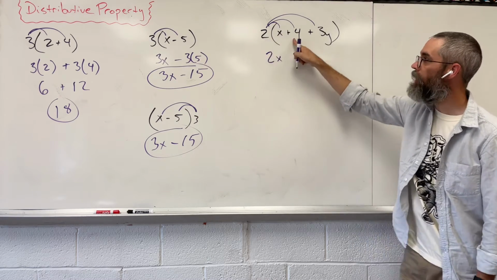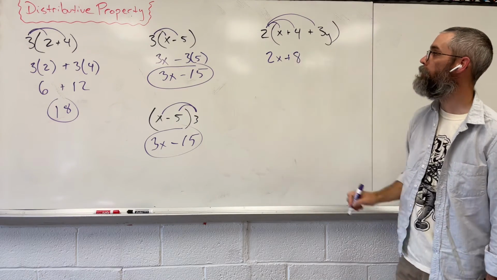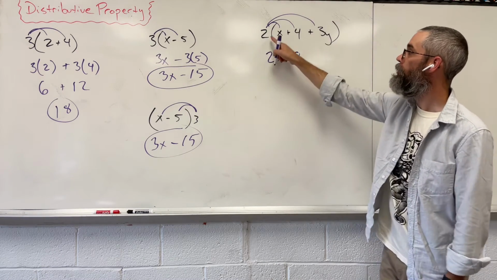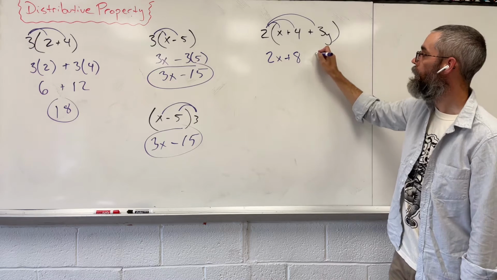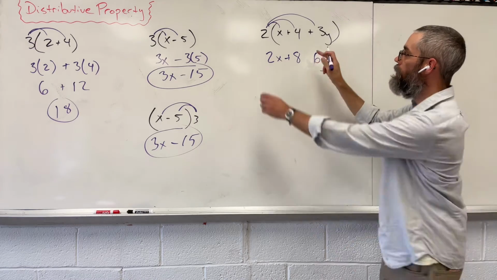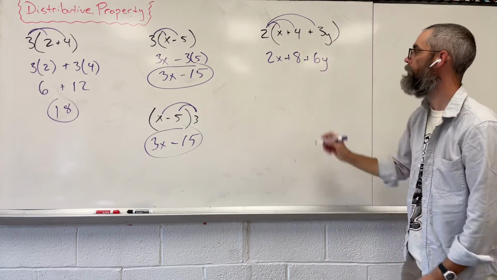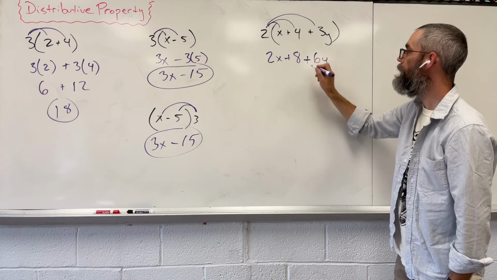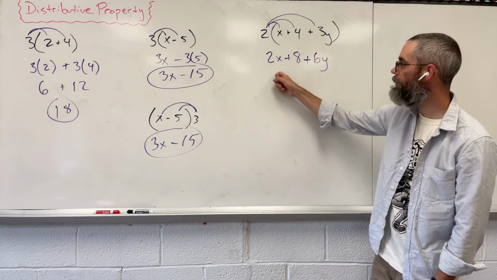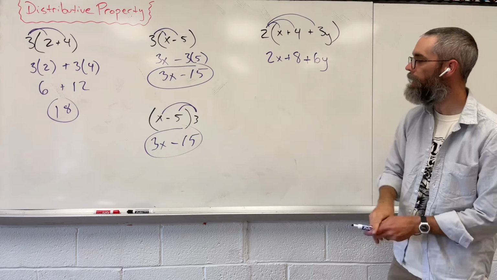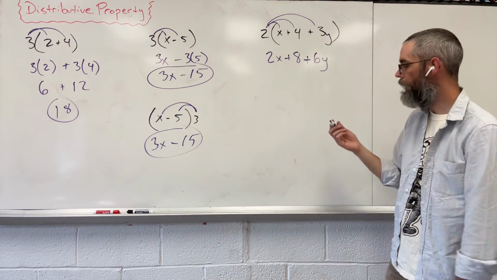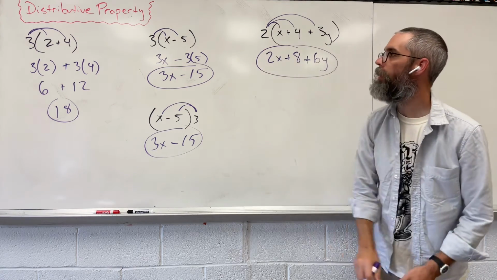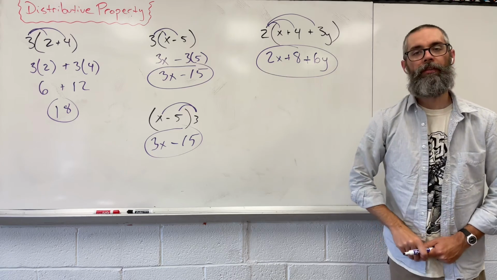That's a positive 2. That's a positive 4. So we say plus. 2 times 3y, we're going to say 6. That y comes along. Positive, positive, plus. None of these are like terms. One's got an x. One's got nothing. One's got a y. They're non-like variables, so we just leave it, call it a day. And that is using the distributive property.